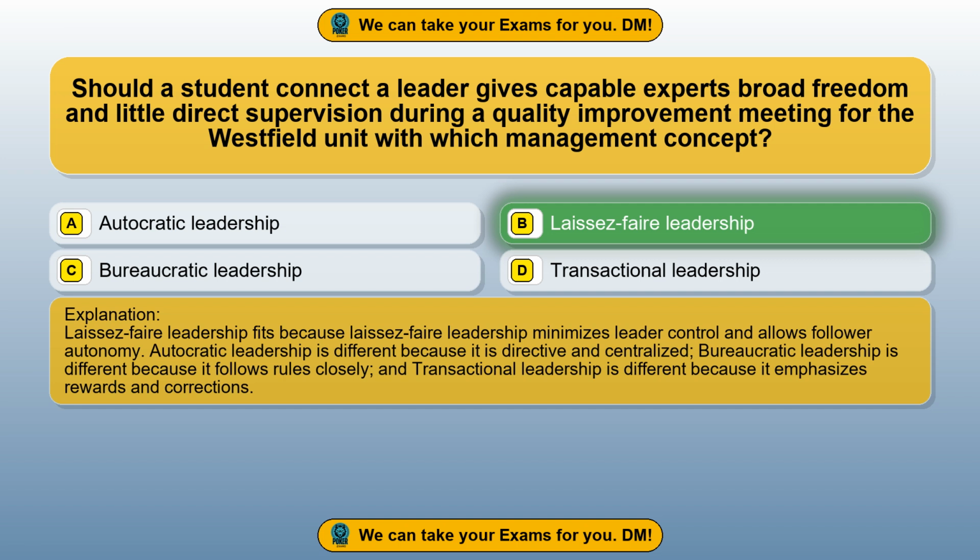Laissez-faire leadership fits because laissez-faire leadership minimizes leader control and allows follower autonomy. Autocratic leadership is different because it is directive and centralized. Bureaucratic leadership is different because it follows rules closely, and transactional leadership is different because it emphasizes rewards and corrections.